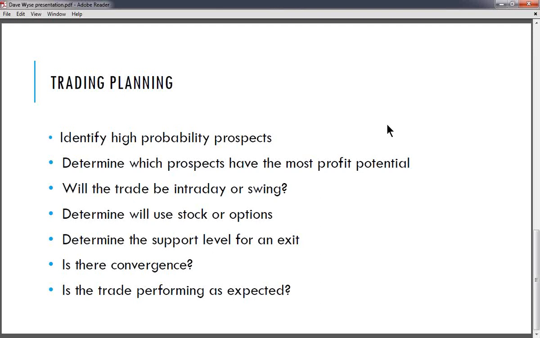And this isn't really part of the trade planning, but is the trade performing as expected? And what I mean is when you enter a position, you have an anticipation of what you think that stock's going to do and how soon you think it's going to do it. And if a stock's not trading as expected, then at some point in time, usually pretty quickly, you've got to say, okay, I was wrong on this trade. I'm not going to just hope that it's going to turn around. This is not doing what I expect it to do.